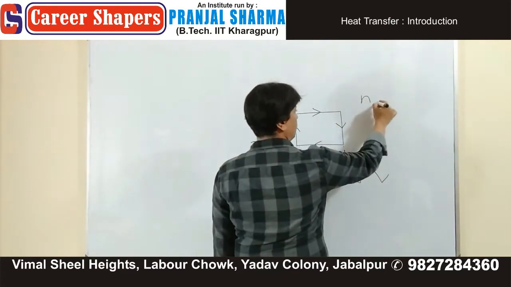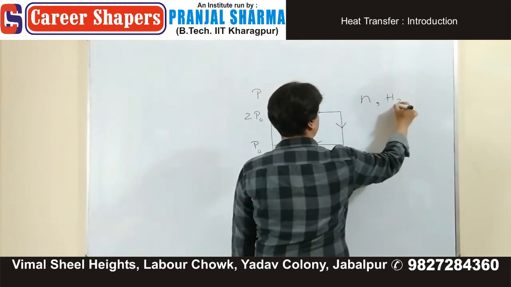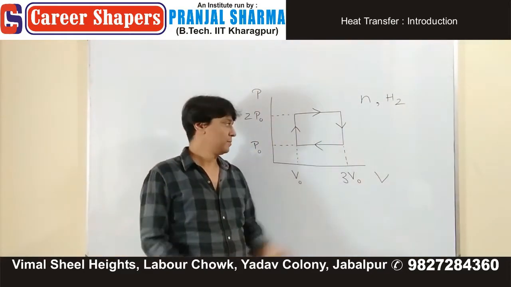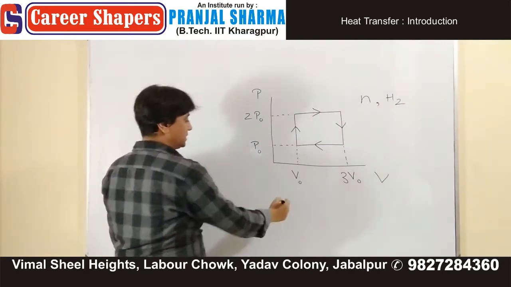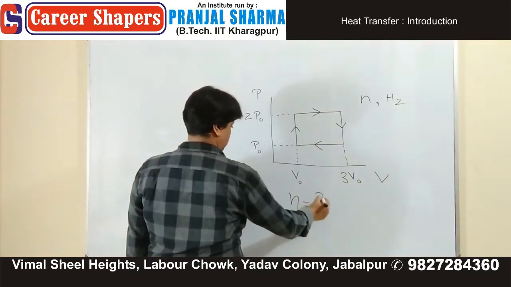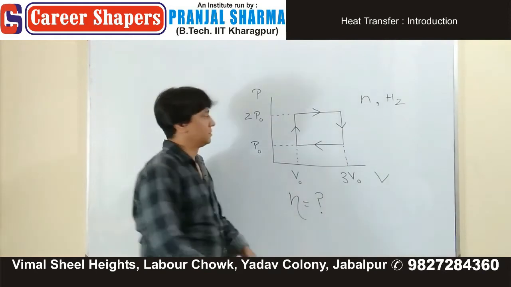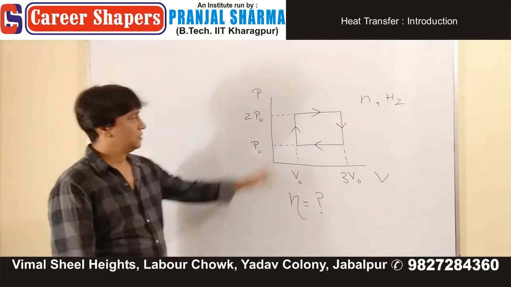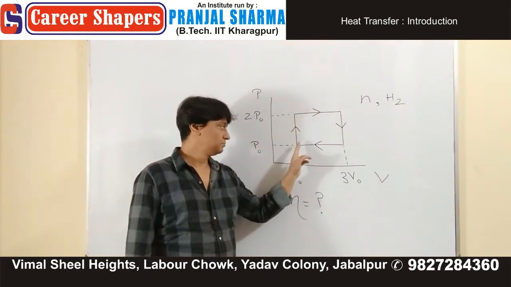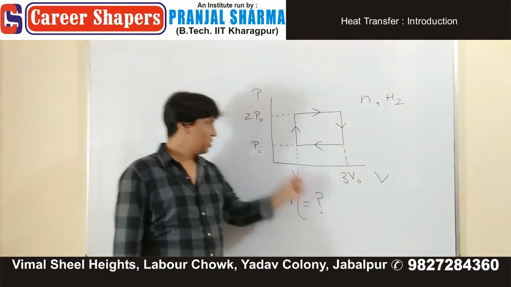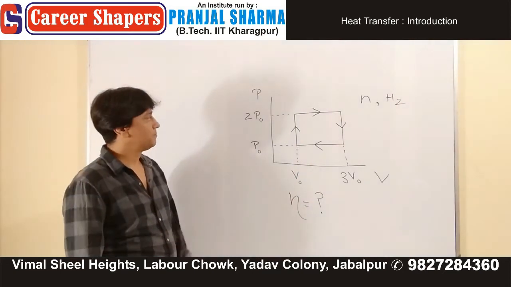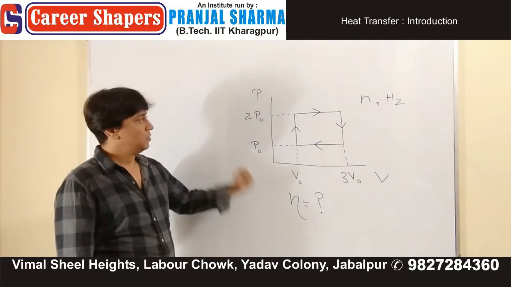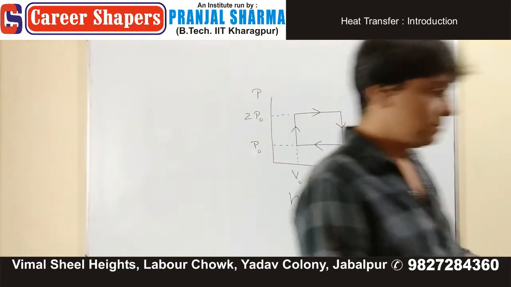For n moles of hydrogen gas, we have this cyclic process. Find out its efficiency. Let's see who can answer this question. Cyclic process, V naught, 3 V naught, P naught, 2 P naught, and it's not a Carnot cycle, remember. What is the efficiency of this particular cyclic process?